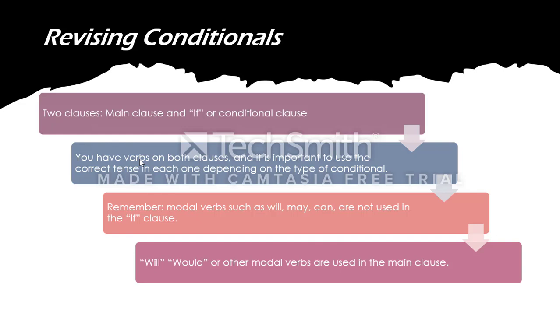general information about conditionals. In every conditional form, you will have 2 clauses, the main clause and the if or conditional clause. You have verbs on both clauses, and it is important to use the correct tense in each one depending on the type of conditional. Remember that modal verbs such as will, may, can, or will not, may not, cannot, okay, are not used in the if clause. The modal, will or would, or all the modal verbs are used only in the main clause. Okay? Very good.